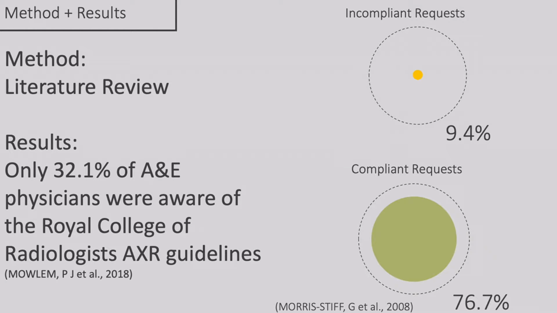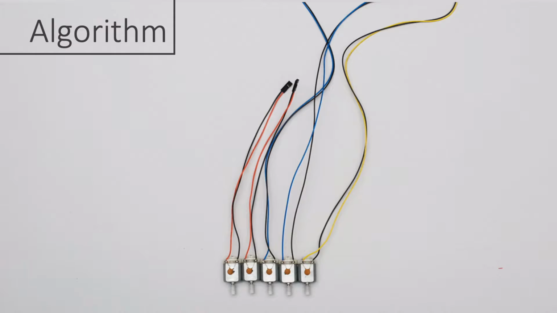So I conducted a literature review and found that there is a guideline for AXR requests, but only 32% of A&E physicians were actually aware that there are guidelines, and it is very important to only request an AXR for pathologies that are listed on the guidelines, because only 9.4% of unjustified AXRs will show a significant finding, while 76.7% of justified AXRs will show significant findings.